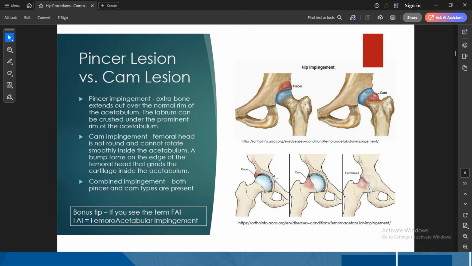Sometimes in the operative report you may see both pincer as well as cam lesions. So this is the pincer lesion on the acetabulum, the cam lesion on the femoral head, and combined pincer and cam, where the patient will have both an acetabular pincer lesion as well as a femoral head cam lesion. In the operative report, if you see the term FAI, FAI means femoroacetabular impingement, meaning the patient has a combination of both pincer as well as cam lesions.